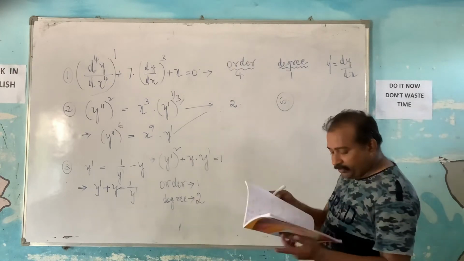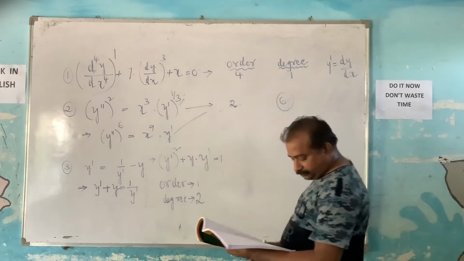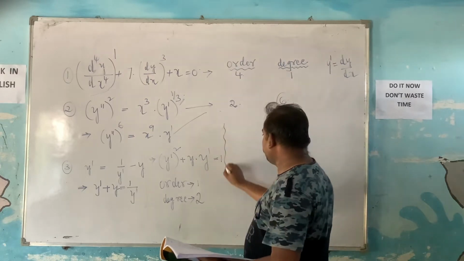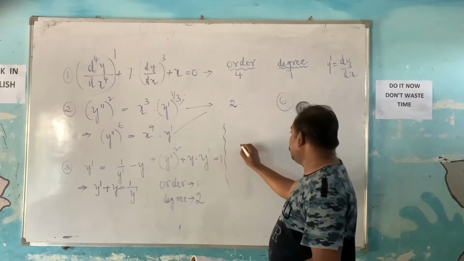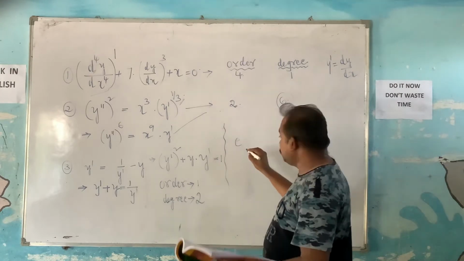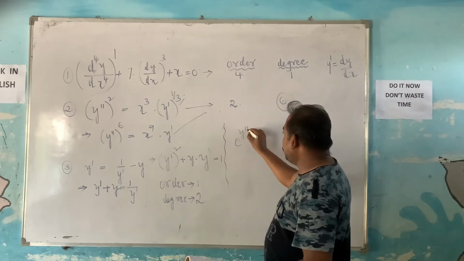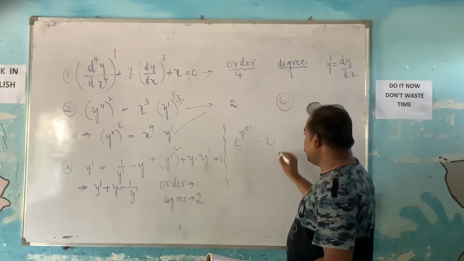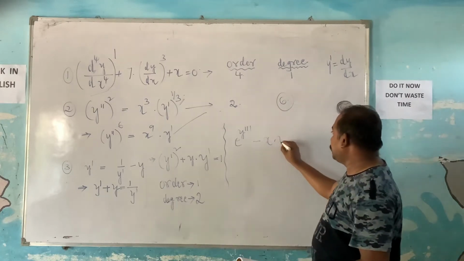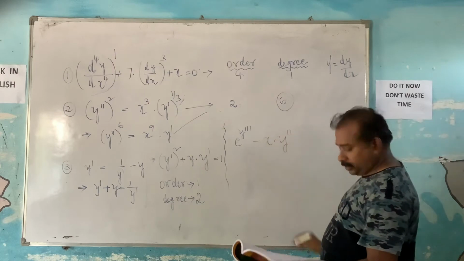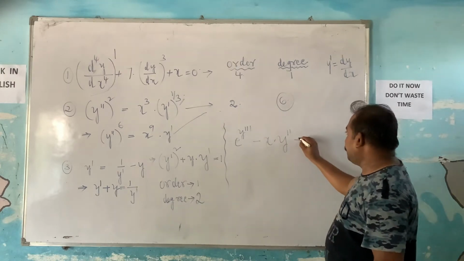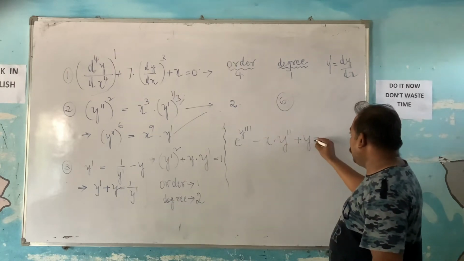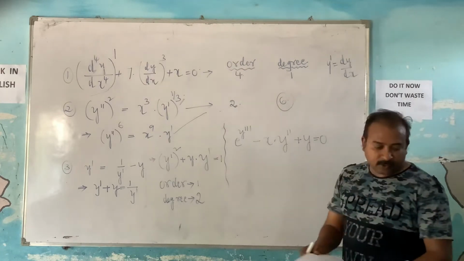One more example I will write. Here they have given e power y triple dash minus x into y double dash plus y equal to 0. This is the example they have given.